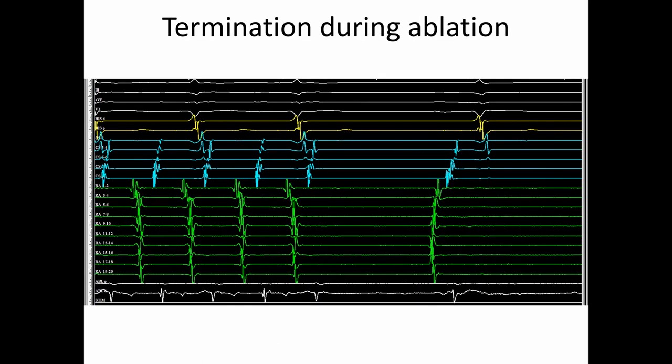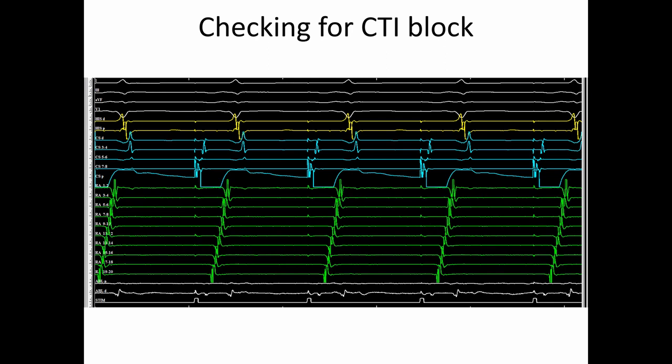And during ablation, this is termination of tachycardia, and they must be on the IVC end of the cavotricuspid isthmus line because there's no signal on ablation prox. And this is usually where you're going to terminate these atrial flutters, and also where you usually get CTI line block. And then, once we've done the CTI line, we want to prove that it's blocked.